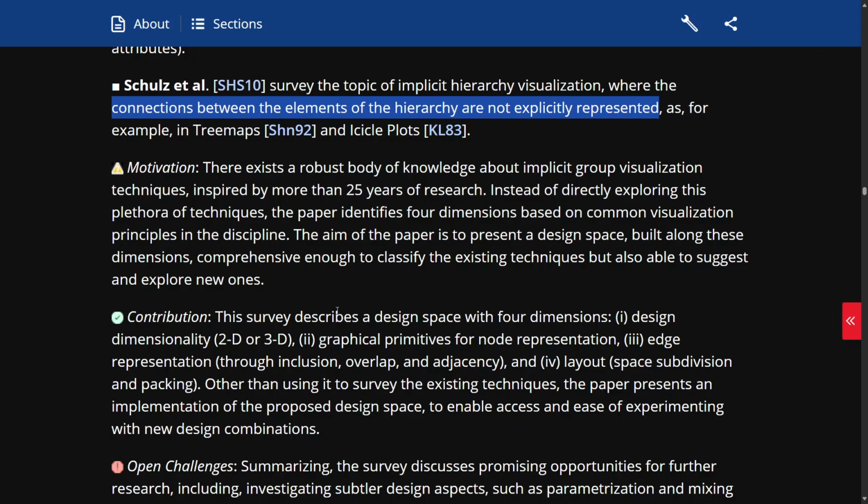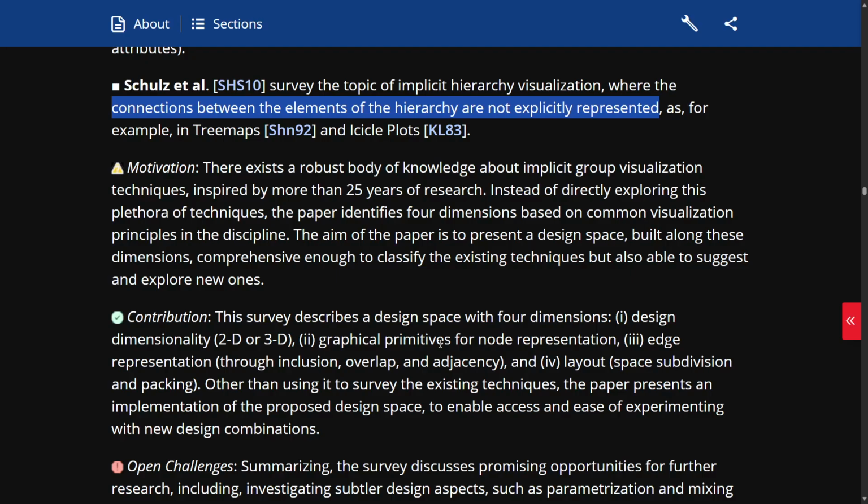Contribution. This survey describes a design space with 4 dimensions. 1. Design dimensionality, 2D or 3D. 2. Graphical primitives for node representation. 3. Edge representation, through inclusion, overlap, and adjacency. And 4. Layout, space subdivision and packing. Other than using it to survey the existing techniques, the paper presents an implementation of the proposed design space to enable access and ease of experimenting with new design combinations.